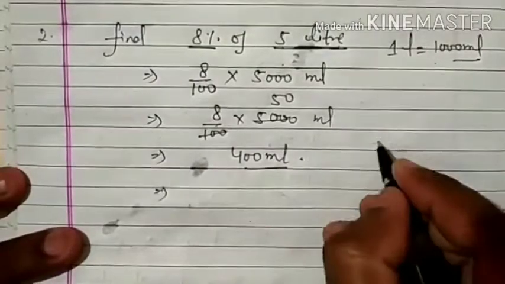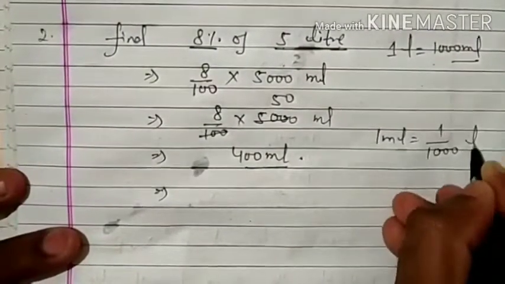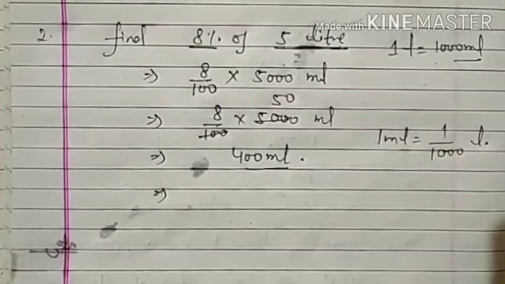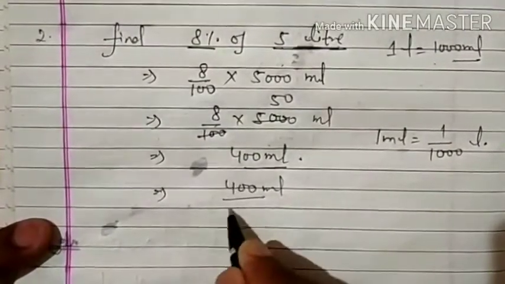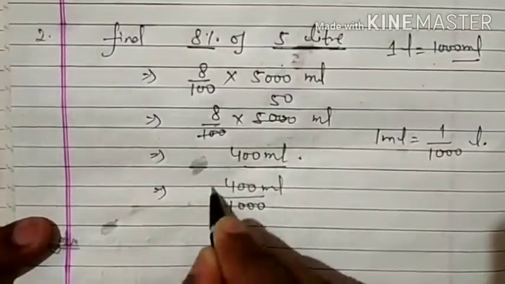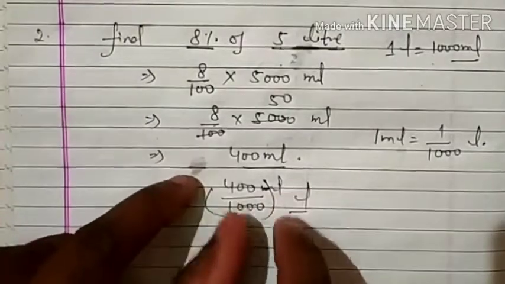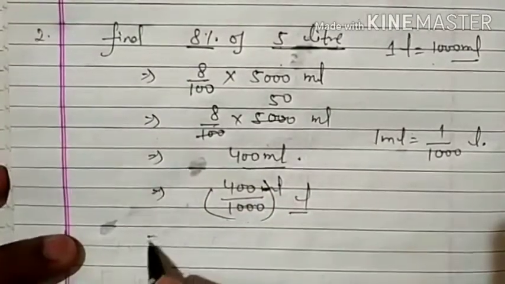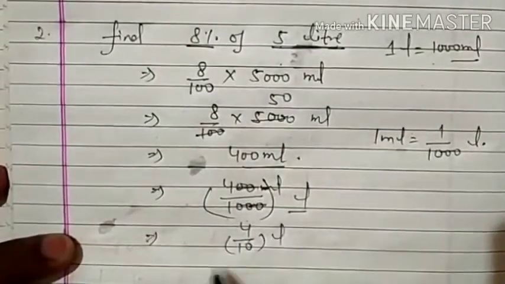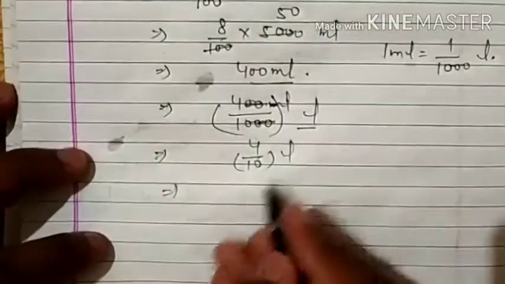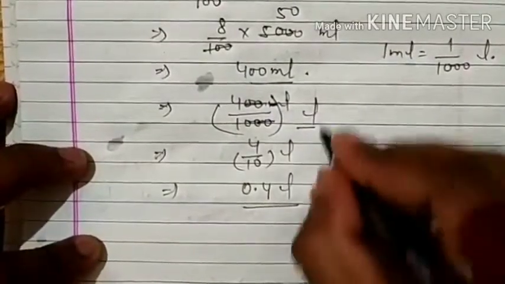So 1 ml is equal to 1 over 1000 liter. Then we can write 400 ml divided by 1000. We will convert it into liter. When we divide 400 ml by 1000, what do we get? Liter. 0 will divide 0. We are left with 4 by 10 liter, which is equal to 0.4 liter.